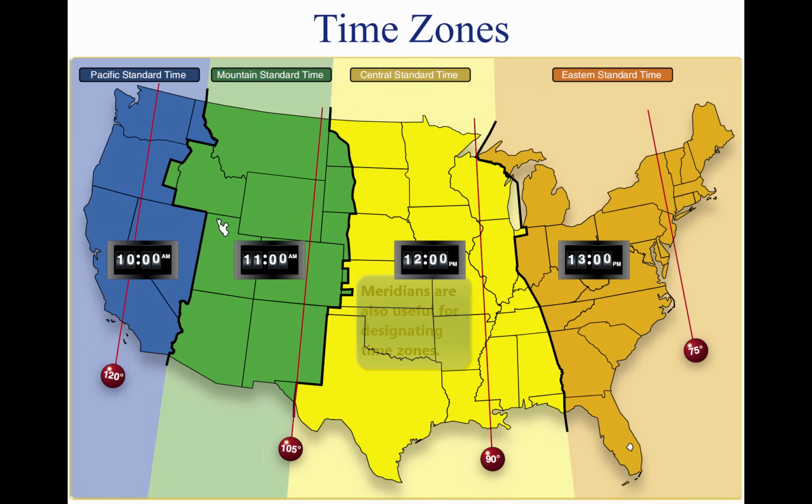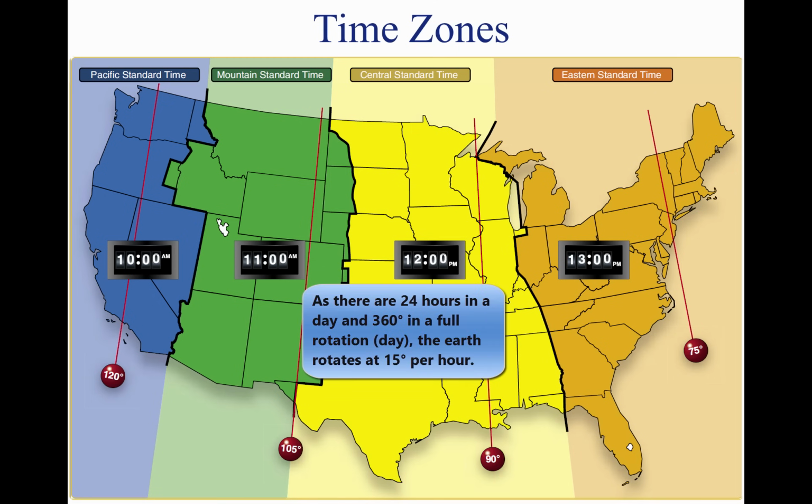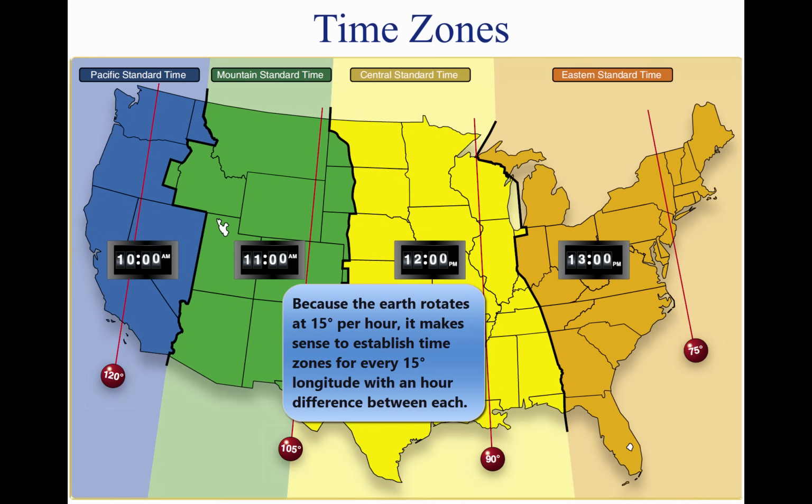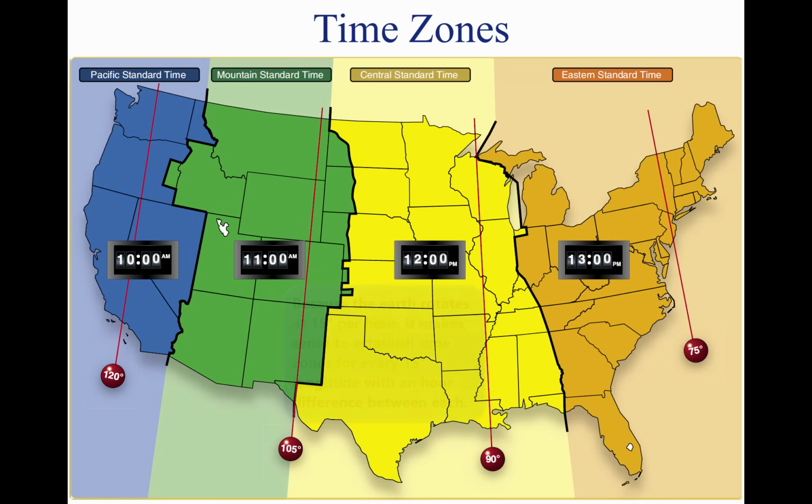The meridians are also useful for designating time zones. A day is defined as the time required for the Earth to make one complete rotation of 360 degrees. Since the day is divided into 24 hours, the Earth revolves at the rate of 15 degrees an hour. Noon is the time when the sun is directly above a meridian. To the west of that meridian is morning, to the east is afternoon. The standard practice is to establish a time zone for each 15 degrees of longitude. This makes a difference of exactly 1 hour between each zone.